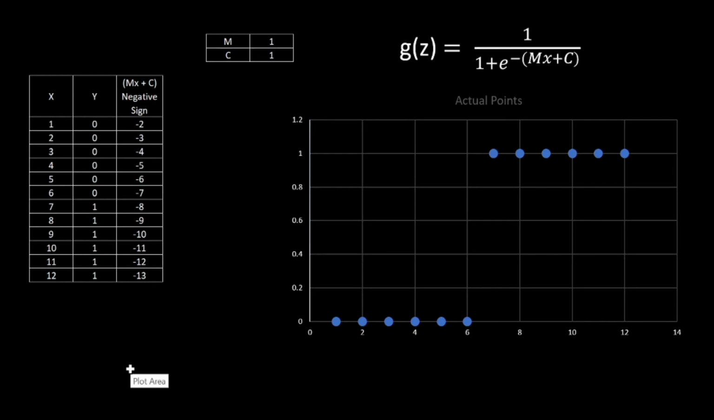If you see this logistic regression equation very carefully, you will find that there are some components coming from linear regression, that is mx plus c. And we have a negative sign on top of that. Let's take some random values of m and c. I have taken 1 and 1 over here and tried to calculate the value of minus (mx plus c). I have applied the formula. You can see that for each individual point, or number of hours, we are getting the value of minus (mx plus c). That is minus 2, minus 3, minus 4, minus 5.